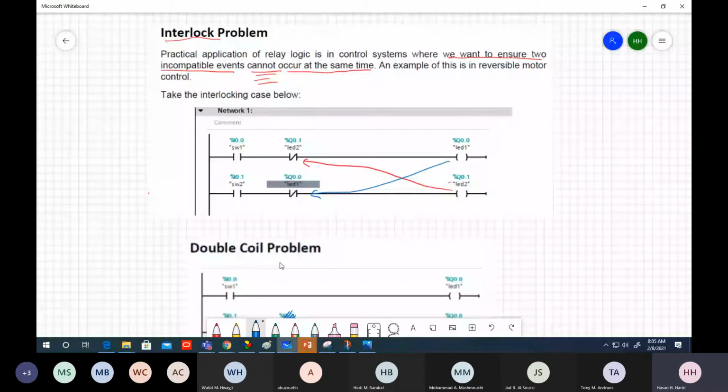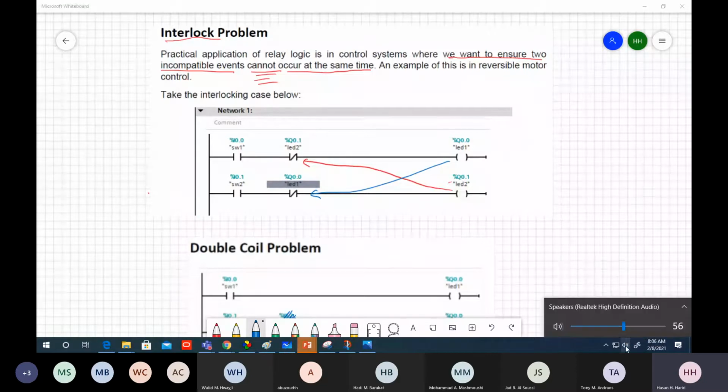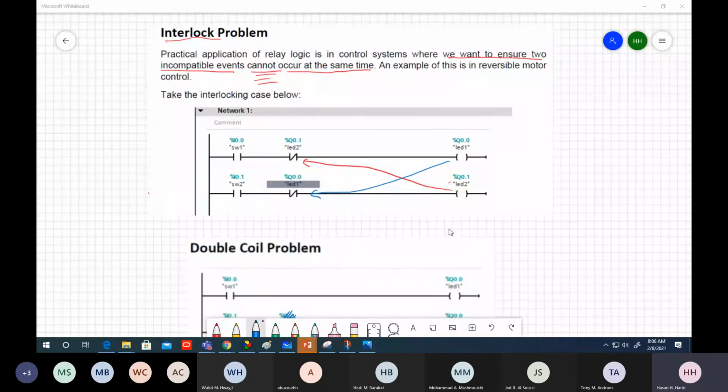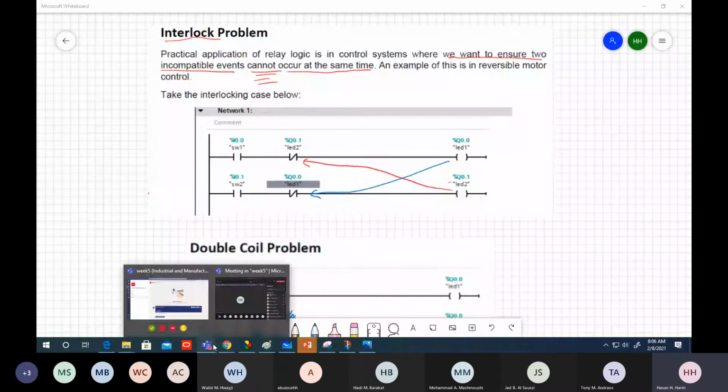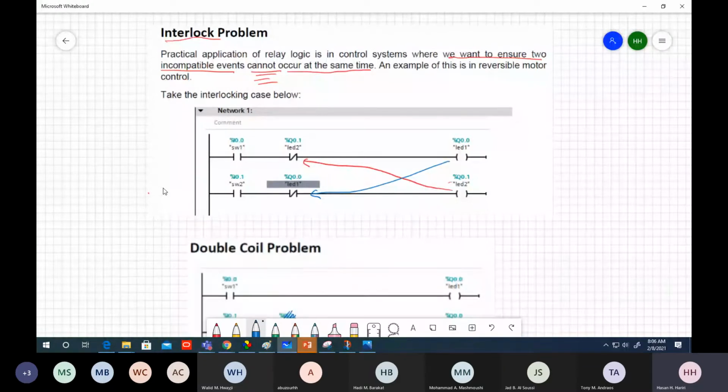Do you agree that's how we do, or you think no, it's not possible? Is it possible even with this problem that the two events happen at the same time? Do you think they may happen at the same time in this situation, or they will never happen at the same time? Event 1 and event 2, LED 1 and LED 2. What do you think? They will never happen at the same time, right? Okay, so that's it. You just do it this way. This we call it interlock. Okay, this situation we call it interlock.